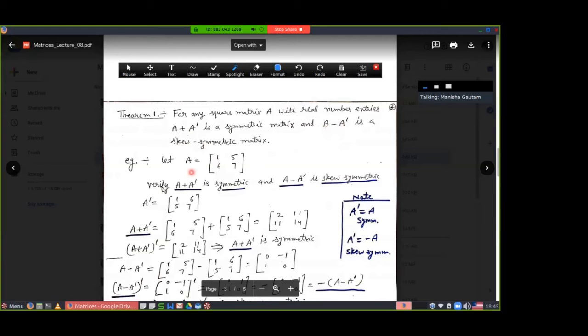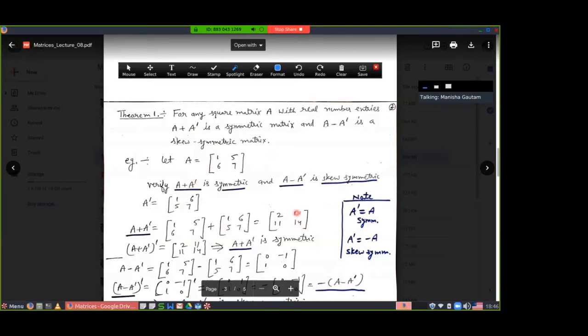Now for example, A is a matrix having elements 1, 5, 6, 7. You want a skew symmetric matrix or symmetric matrix from this matrix. First of all, I have written here that A plus A transpose is always symmetric. It means if you want to find a symmetric matrix, you just have to do A plus A transpose. First of all, calculate A transpose. Now add them, A plus A transpose. Matrix A is added to matrix A transpose. What you will get? [2, 11; 11, 14].